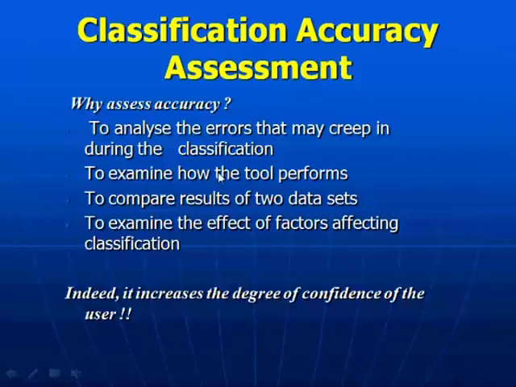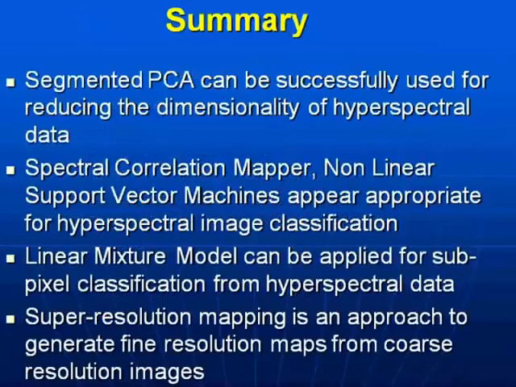So having said so, I can utilize per pixel, subpixel or super resolution mapping to obtain information from hyperspectral remote sensing data. Whether I am getting a classified image, a fraction image or a fine resolution image from coarse resolution hyperspectral data, those outputs need to be assessed for classification accuracy. Unless and until I attach a degree of quality to that map, it will not mean anything. So why assess accuracy? As you might have seen earlier in earlier presentations, it helps me in analyzing the errors that may creep in during the classification process, whether it is per pixel or subpixel. It tells me how my tool performs. It allows me to compare results from two data sets, two interpreters and so on, and of course it increases my degree of confidence if I attach it.